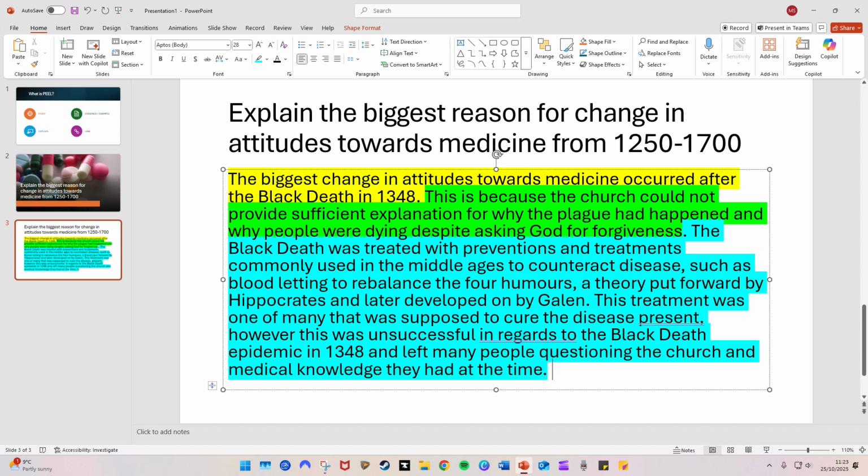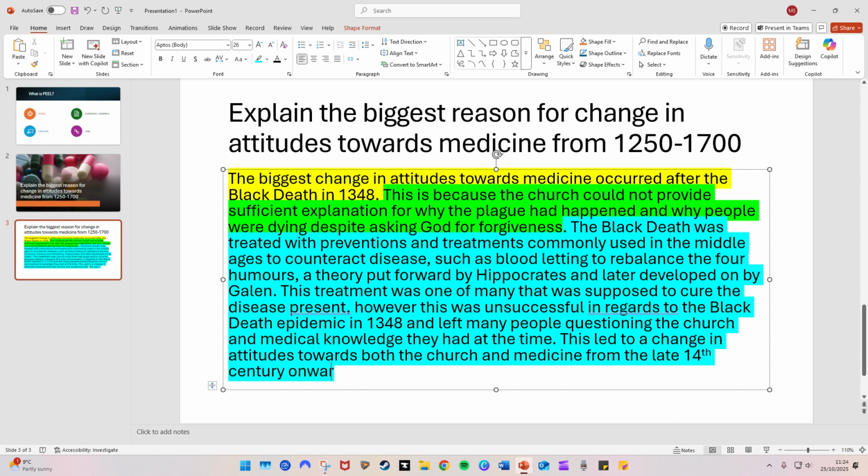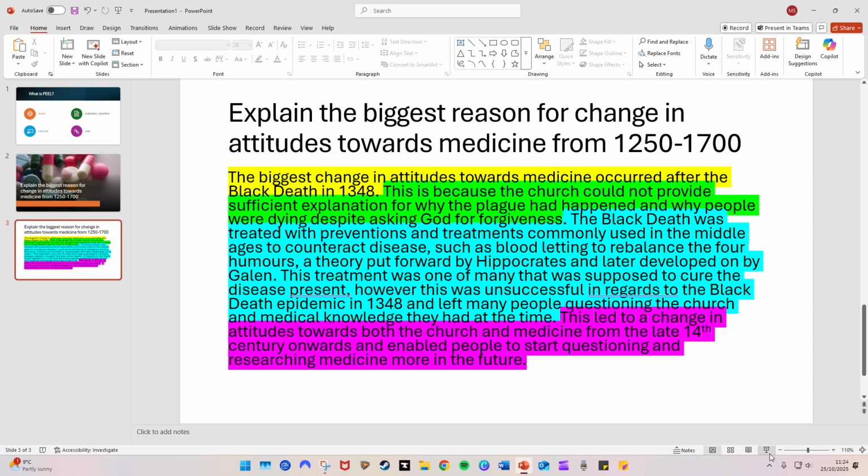And then you could say this led to a change in attitudes towards both the church and medicine from the late 14th century onwards and enabled people to start questioning and researching medicine more in the future. Yeah, so that could be my link back if you like. So we'll do that in pink. So this is what it should really sort of look like.